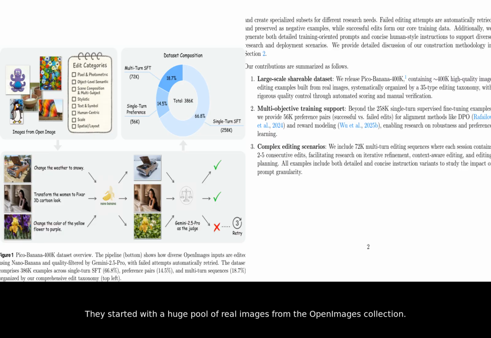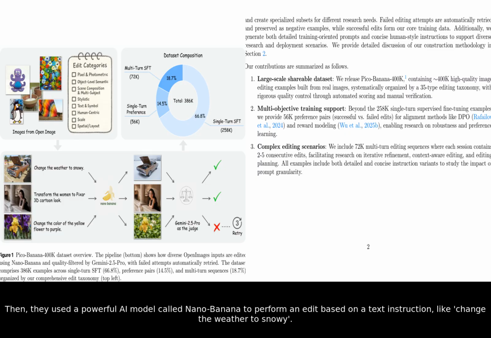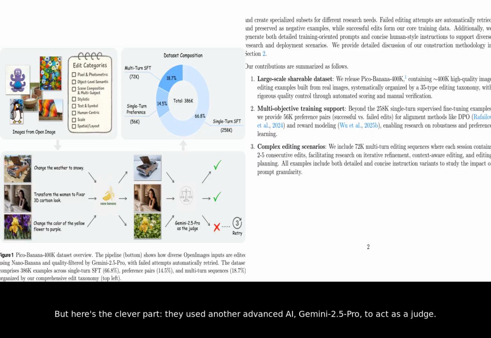They started with a huge pool of real images from the Open Images collection. Then, they used a powerful AI model called NanoBanana to perform an edit based on a text instruction, like, change the weather to snowy. But here's the clever part.